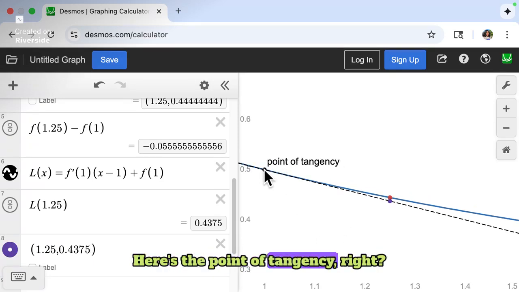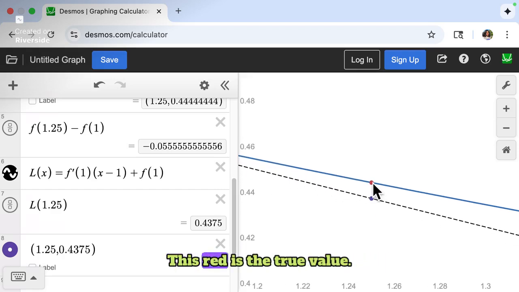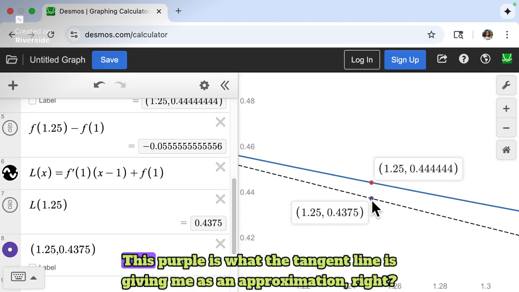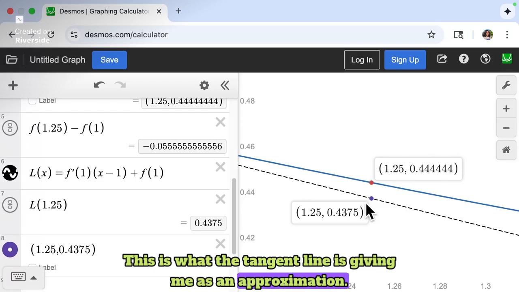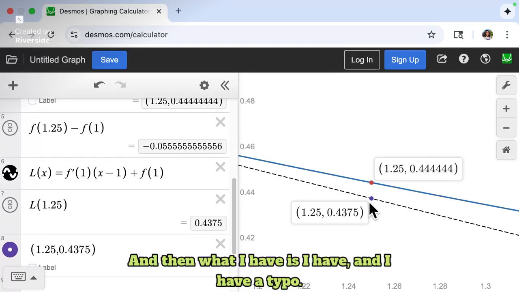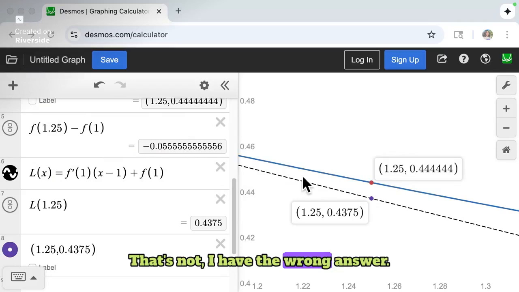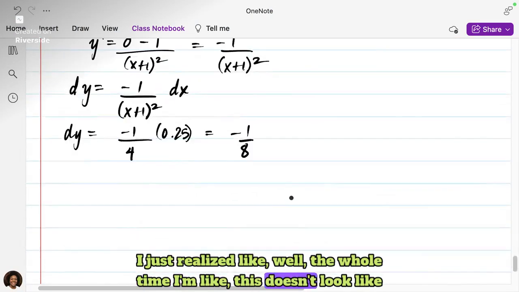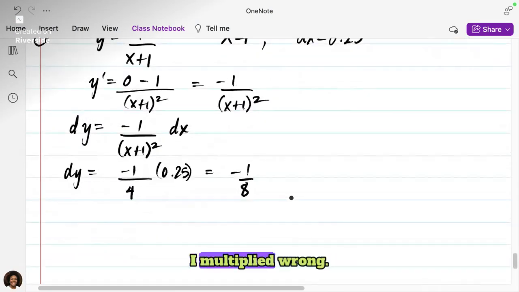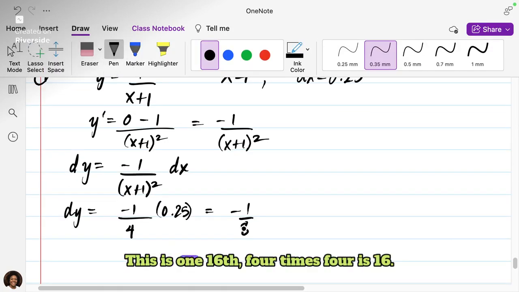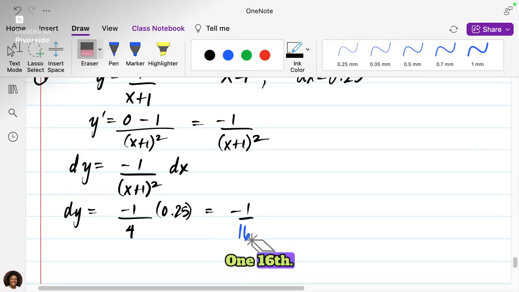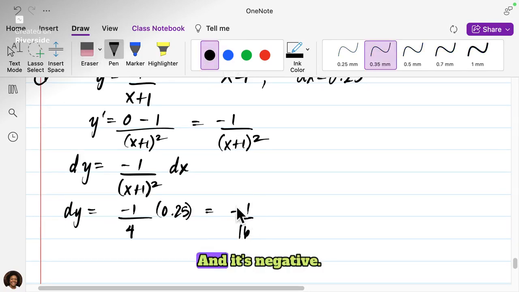All right, so here's what's happening. Here's the point of tangency, right? This red is the true value. This purple is what the tangent line is giving me as an approximation. And then what I have is, I have a typo. I have the wrong answer. I just realized, the whole time I'm like, this doesn't look like it's working out right. I multiplied wrong. That's my bad. This is 1/16. 4 times 4 is 16. There we go, 1/16. And it's negative. Note the negative.